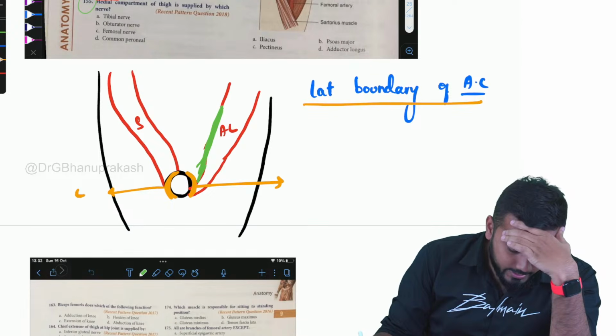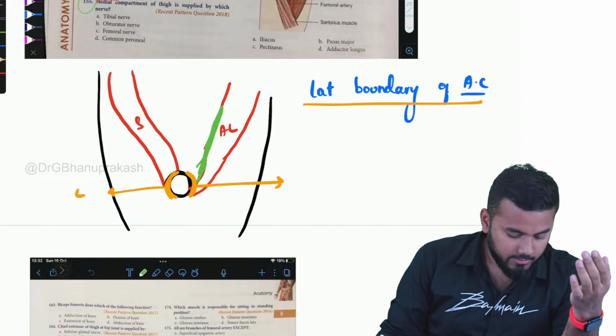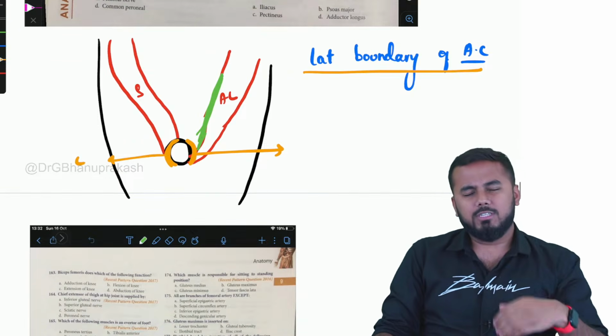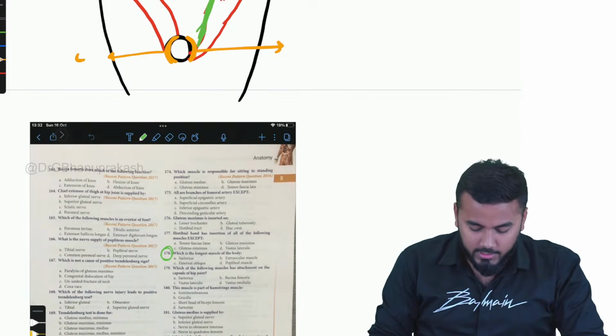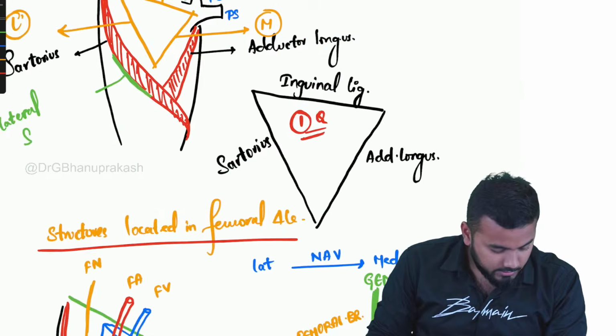Lateral boundary of Adductor Canal is formed by. Very good, Shaima, very good. It is Sartorius, right? So there can also be questions like this, but they won't come usually. Don't worry about that. Okay. But anyways, very good, excellent. All of you are excellent.